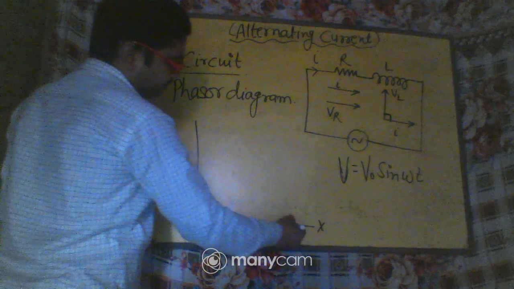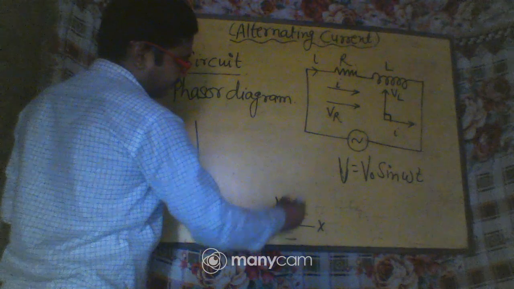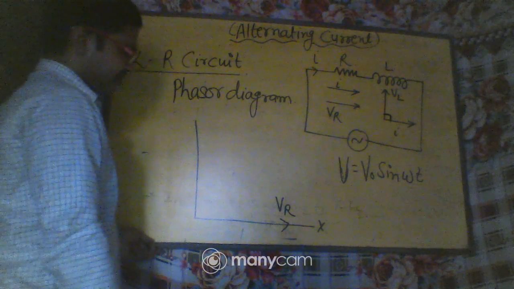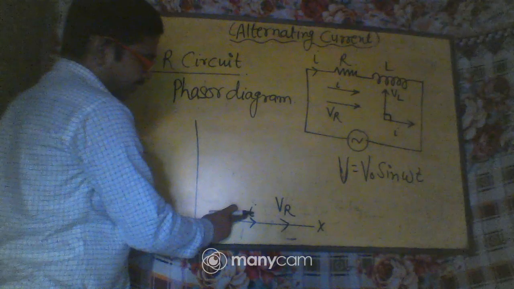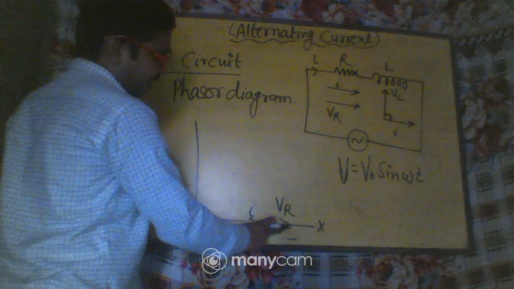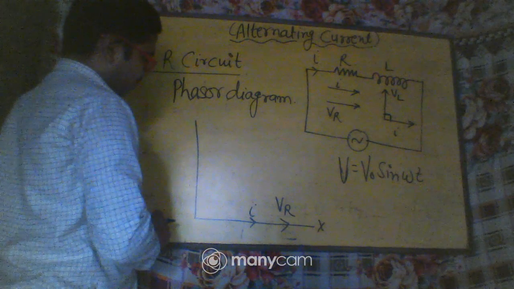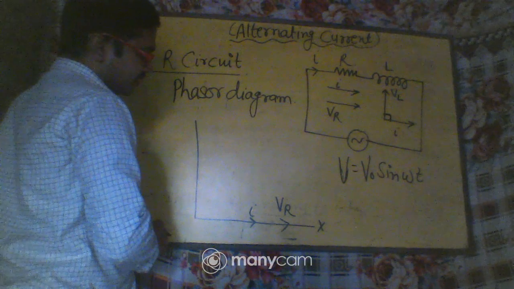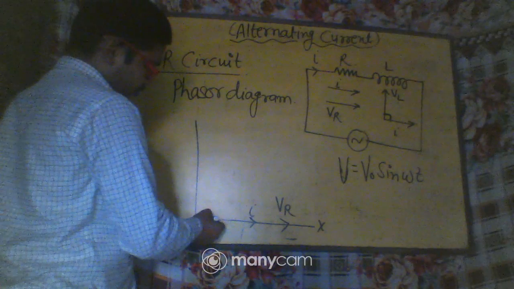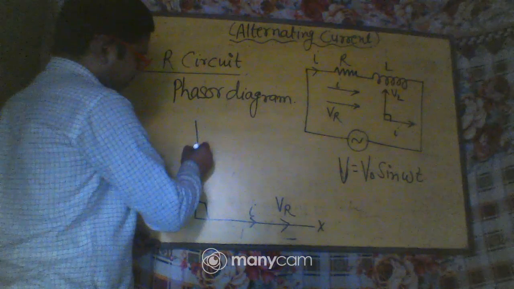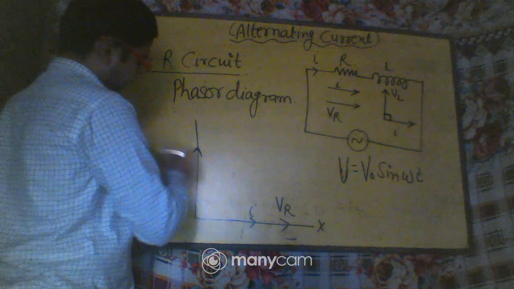Now the voltage VR is drawn along the x axis, and then this one is the current. You can see this current I and this voltage VR are in the same phase. Now since VL is leading I by a phase of 90 degrees, you can draw VL here.